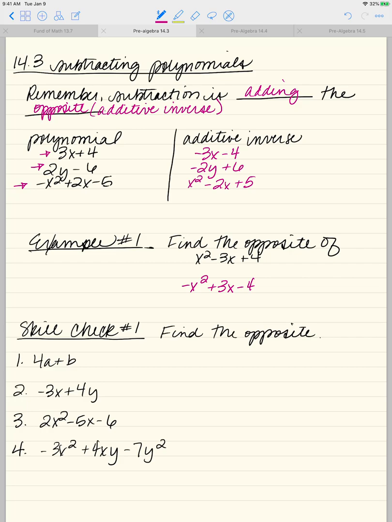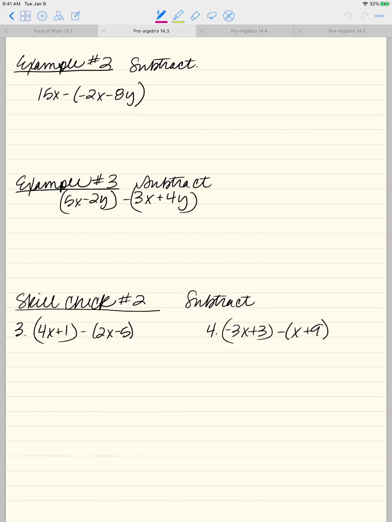That's it, okay? Skill check number 1 says find the opposite. I'm just going to work through, let's say 3 and 4, okay? Negative 2x plus 5x plus 6, okay? 3x squared minus 4xy plus 7y squared. Very straightforward as we start this, okay?